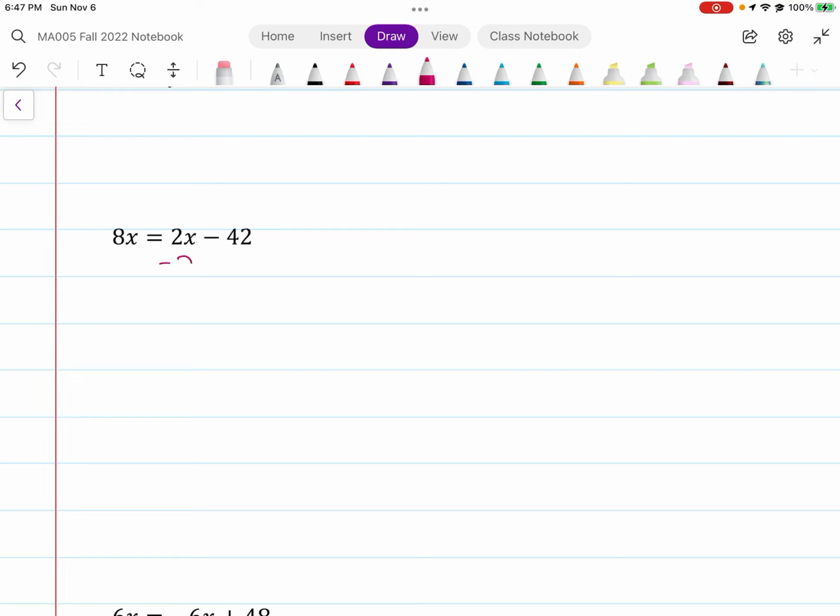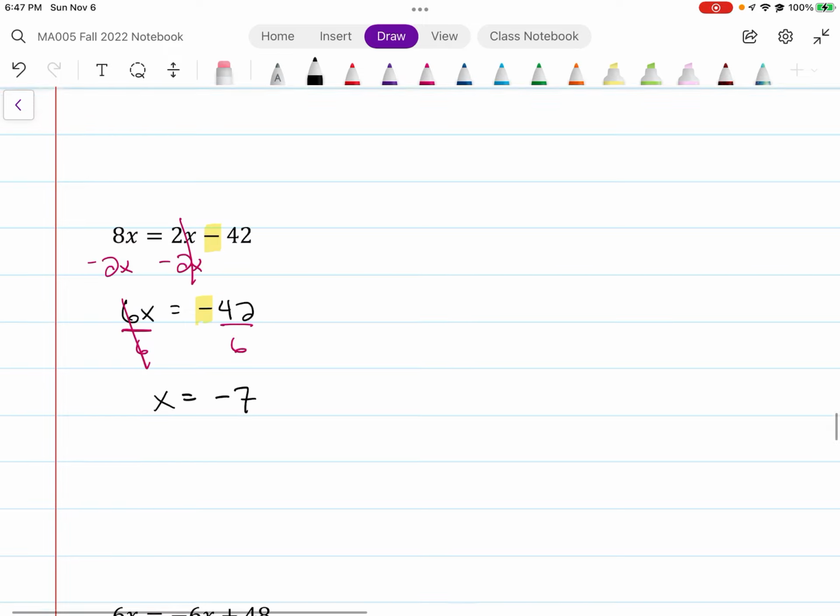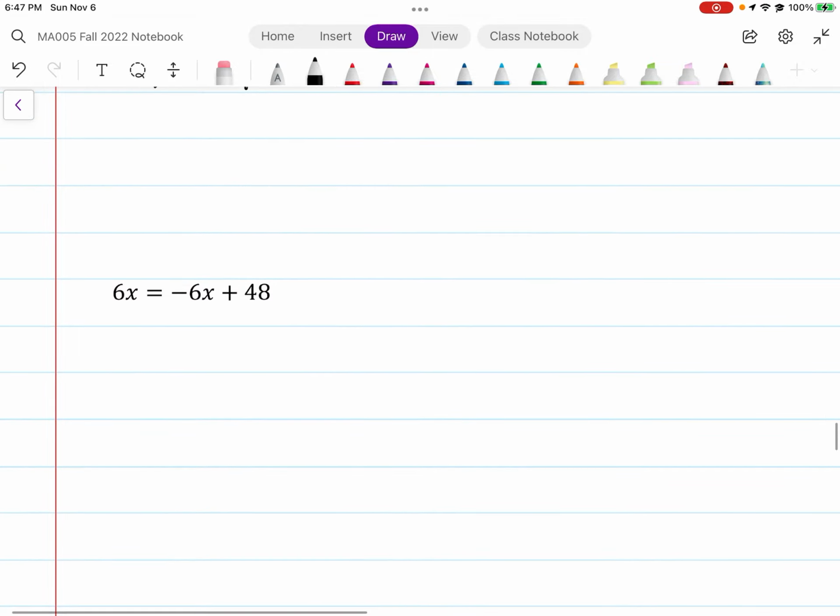All right, I'm going to subtract 2x to get it over to the left. That way I have the constants on one side and the x's on the other, and that's my goal. 8x minus 2x is 6x equals -42. So don't miss this negative right here. It stays in front of the 42. And now I'm going to divide both sides by 6, and I get x equals -42 over 6 is -7. And here's a similar one if you'd like to try it.